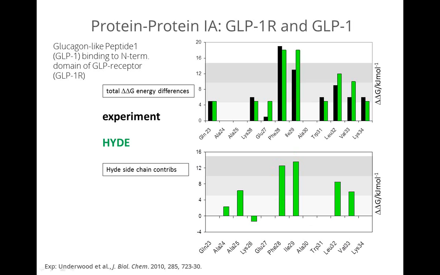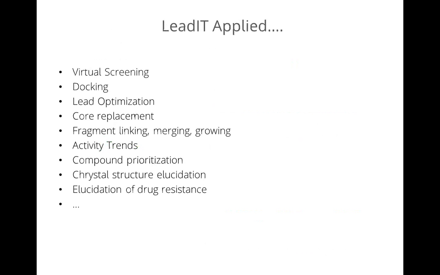So these are a few examples that we can use HYDE for, and we can use it for many, many more things. Virtual screening, for example. I mentioned docking. We can rescore docking complexes. For lead optimization, I've given you a few examples for core replacement. Fragment linking, merging, and growing. We can see how we are doing there.